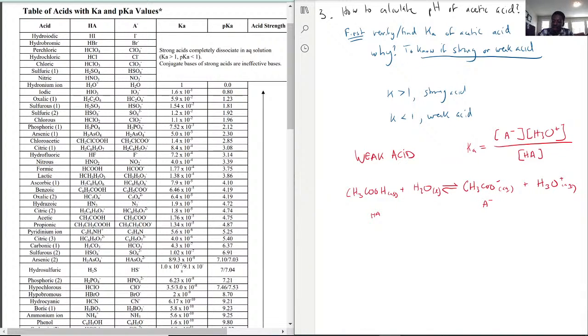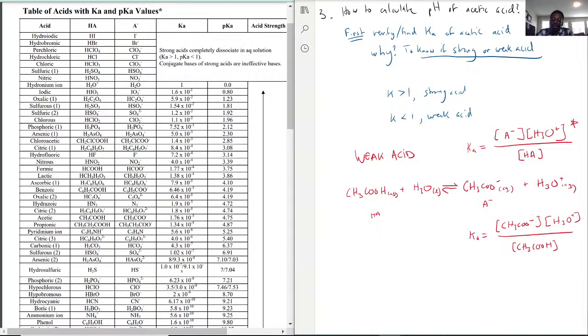So this right here is the formula for Ka. For this specific acetic acid, it would be CH3COO- times H3O+ over CH3COOH. That right there would be your Ka. Now, with that being said though, our work is definitely not done.